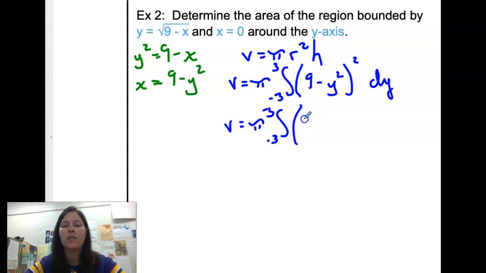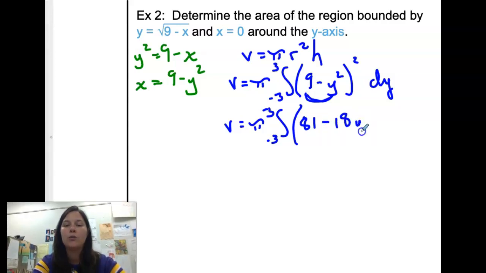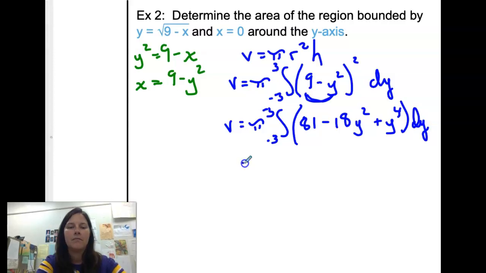I believe I've talked through this shortcut with squaring binomials before, but just in case, as a reminder, you take the first term squared, so 9 squared. You multiply the two terms together, so -9y squared, and then double it, because you would get two of those terms when you do the distributive property, or foiling as most of you guys call it, and then you take the second term squared. Negative y squared is positive y to the fourth. Now we have this where we can integrate using our power rule.